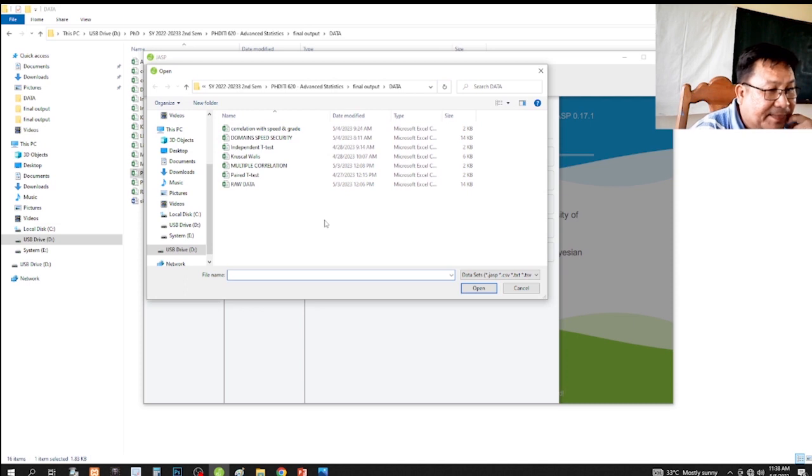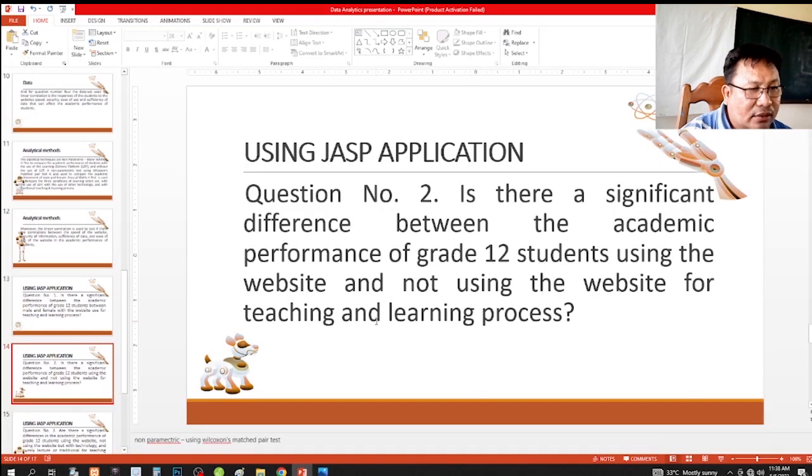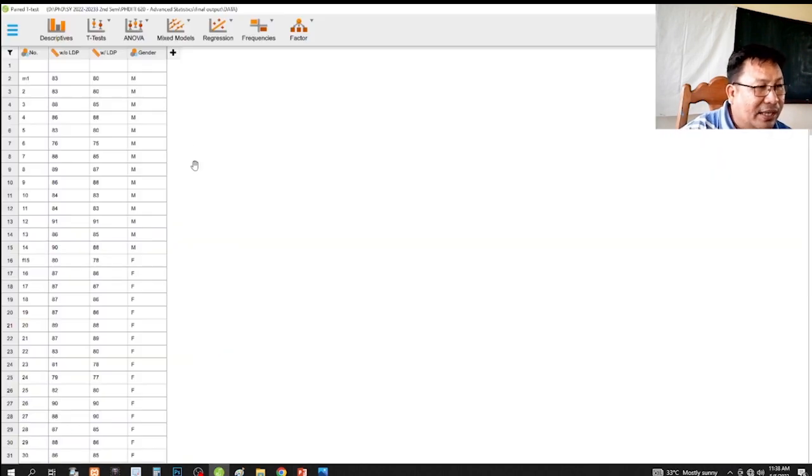This time we will use the paired t-test. Based on our question, is there a significant difference between the academic performance of grade 12 students using the website and not using the website? We are trying to compare the use of the website and without the use of the website for the academic performance of grade 12 students. Here we have the data sets without LDP, or without the use of the learning delivery platform or the website, and with the use of the learning delivery platform. We also have the gender here, but we are concerned only with these two. So we will use a paired t-test for this.